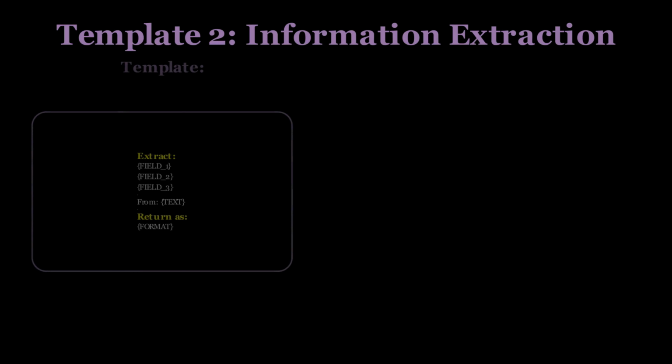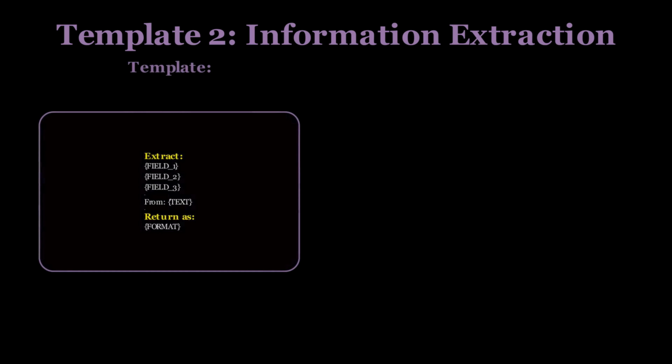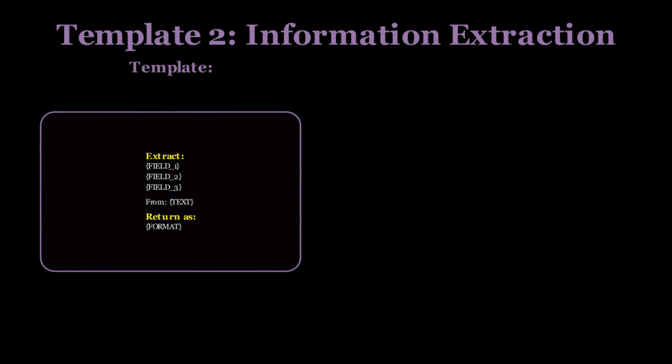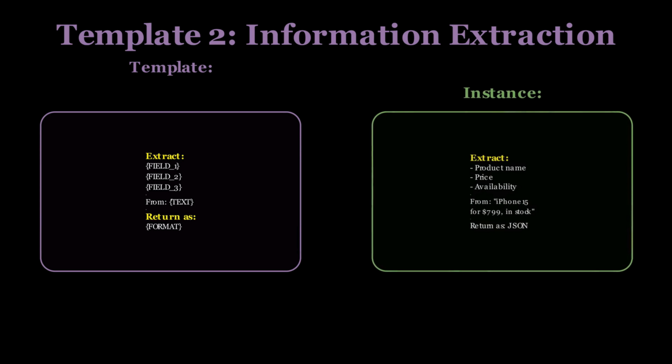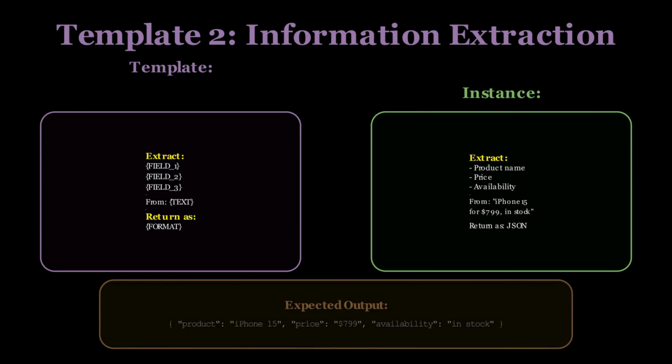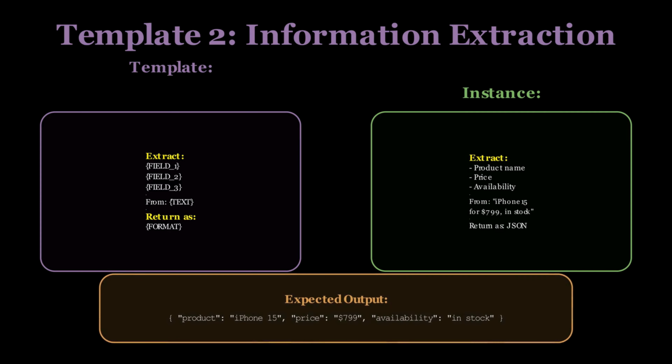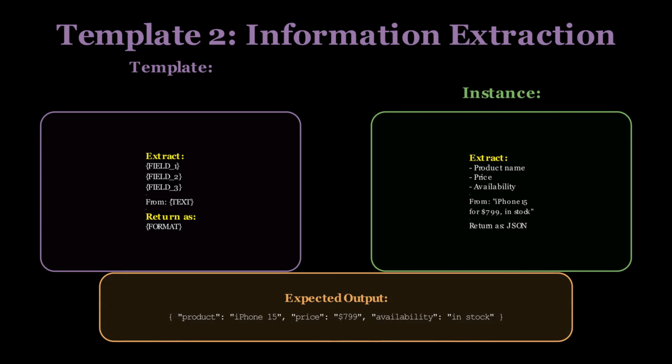Template 2. Information extraction. This template pulls specific data points from unstructured text. The extraction template is simple but powerful. Left side: the template with variables. Extract these fields from this text in this format. Right side: a real instance. Extract product name, price, availability from this product description. Return as JSON. The AI returns structured JSON with the extracted fields. This template works for invoices, resumes, emails, any unstructured data.